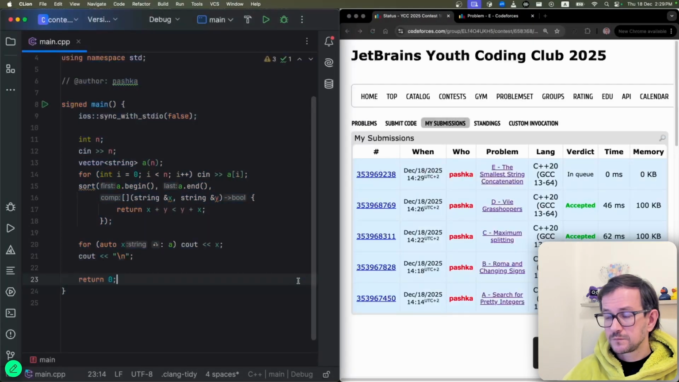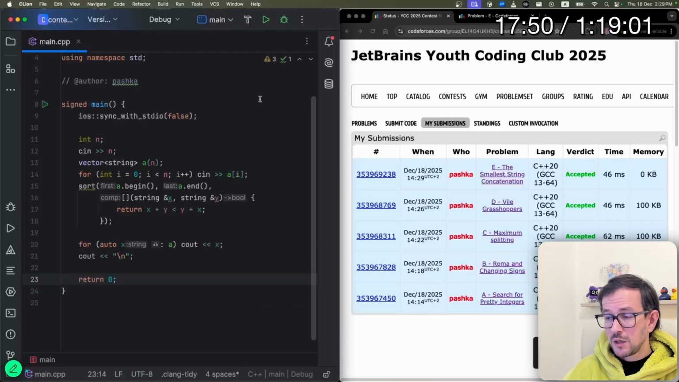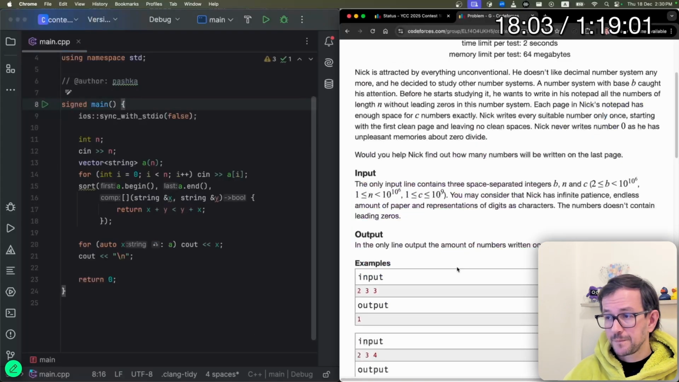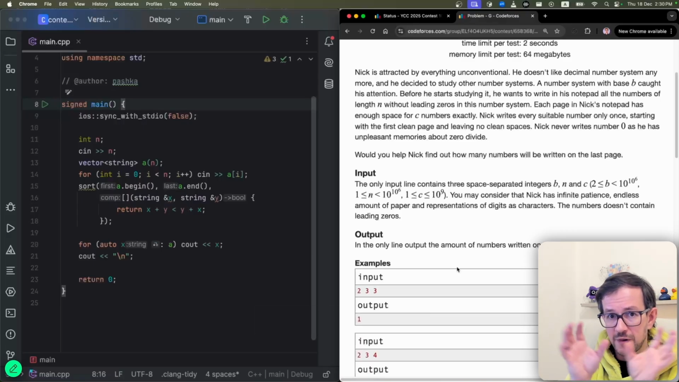Okay, so that's problem E. You need to prove transitivity to prove that sorting works. For a sorting algorithm to work, you need to have a proper order relation between elements. So it must be transitive. If it's not transitive, the sorting will not work.